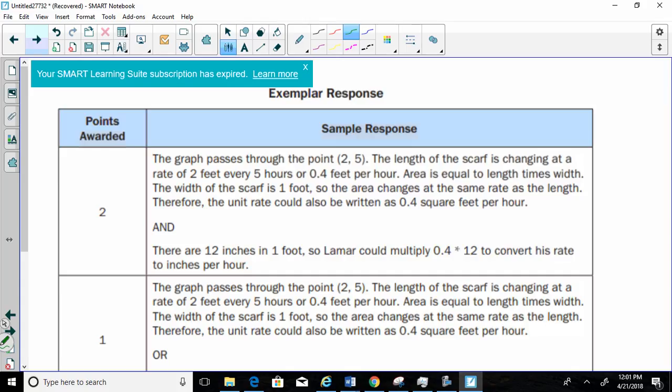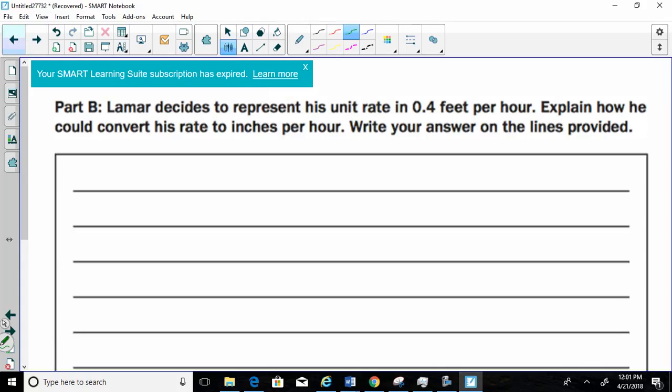Then it says, I'll put this back in a second just because that will go over your time. Lamar decides to represent his unit rate in 0.4 feet per what? Hour. 1 hour. He wants to convert this to inches per hour. 60 minutes? Nope, because they don't want minutes. What do they want? Hour. They just want feet to inches. They want it still in hours.